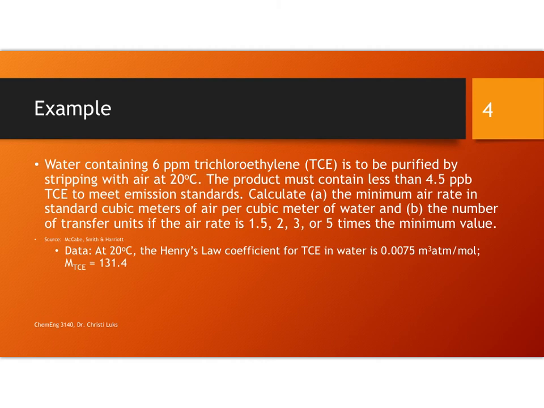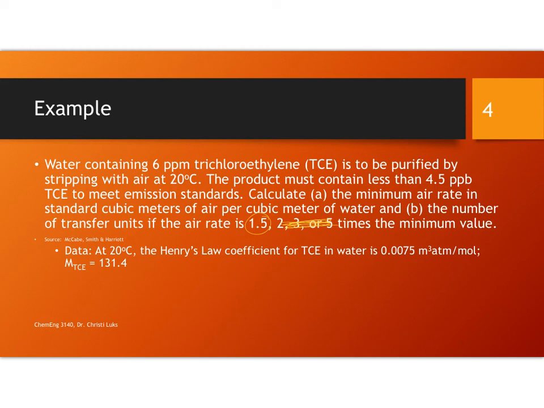So in this example, we have water that contains 6 parts per million trichloroethylene. Since that's a mouthful, we'll write TCE. And this is to be purified by stripping with air at 20 degrees C. The product needs to contain less than 4.5 parts per billion TCE to meet emission standards, and we want to calculate the minimum air rate in standard cubic meters of air per cubic meter of water, and the number of transfer units if the air rate is 1.5 times the minimum rate. Now I'm not going to work these others, but you could try these on your own.